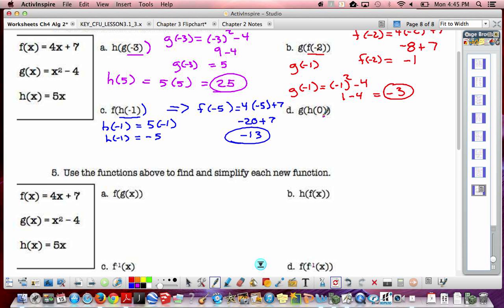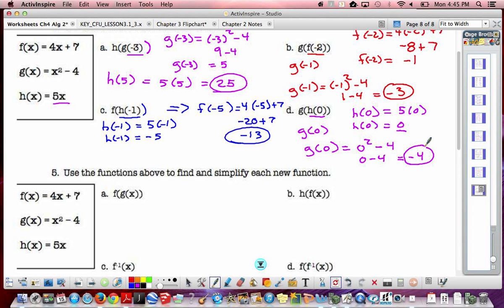D, letter D, h of 0. H of 0, well, plug in 0 for x, so 5 times 0 is 0. So I'm going to replace the h of 0 with actually 0. So I'm looking for g of 0. So g of 0 is equal to 0 squared minus 4. 0 squared is 0. 0 minus 4 is negative 4.